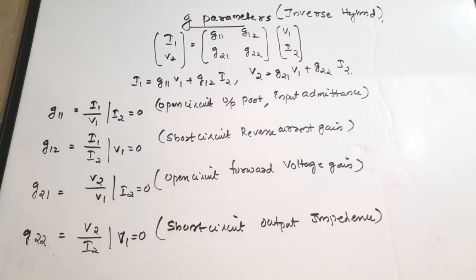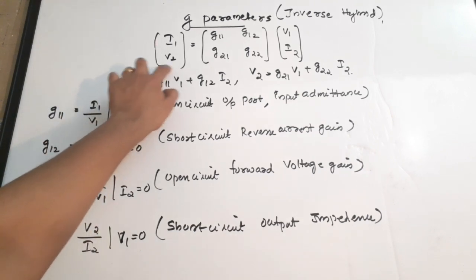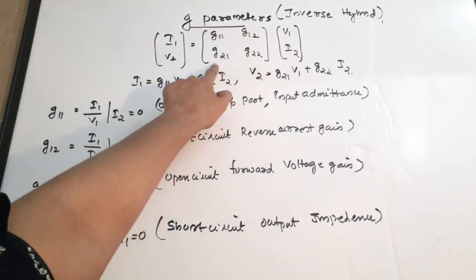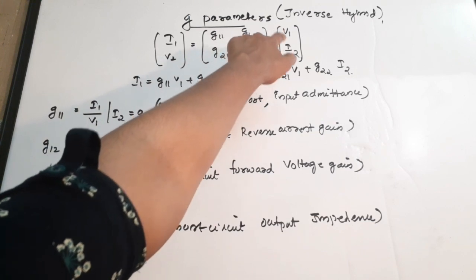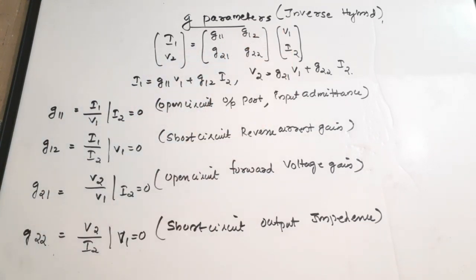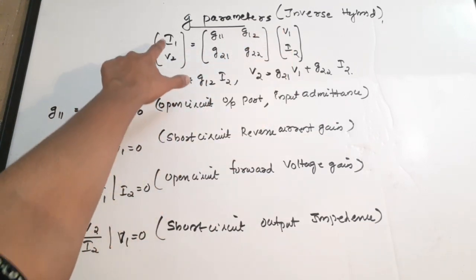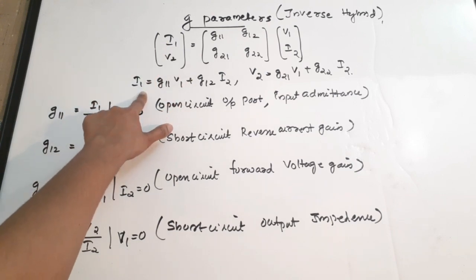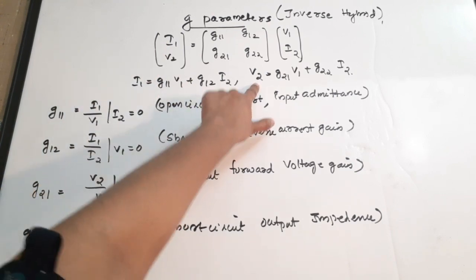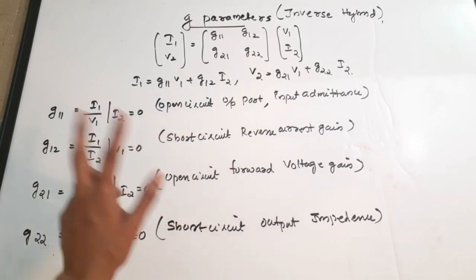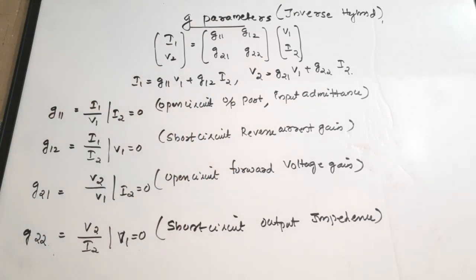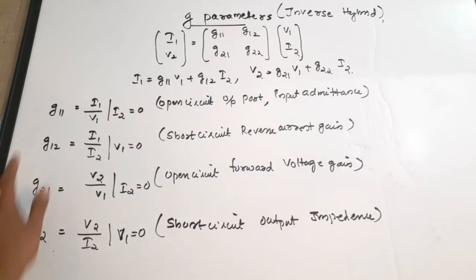Now the matrix form representation is [I1 V2] equal to [G11 G12; G21 G22] into [V1 I2]. So here the dependent variables are I1, which is the input port current, and output port voltage V2. There it was V1 and I2, right? Here it is inverse. Now we are directly going to see the values of G11, G12, G21 and G22.